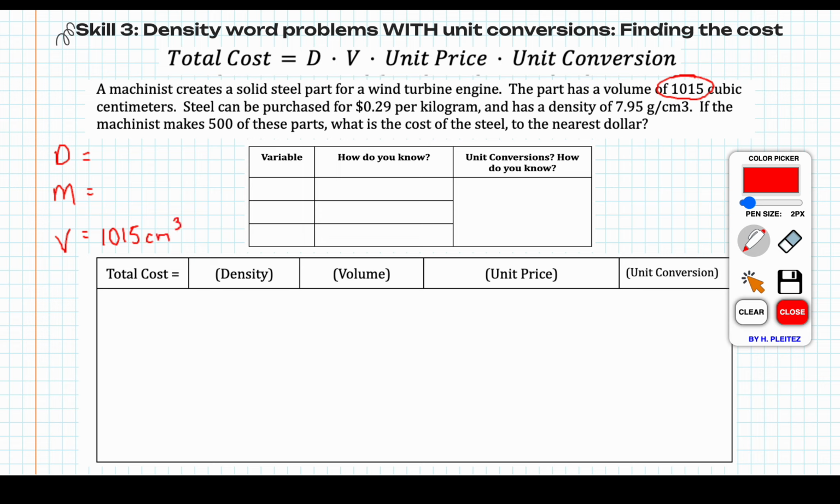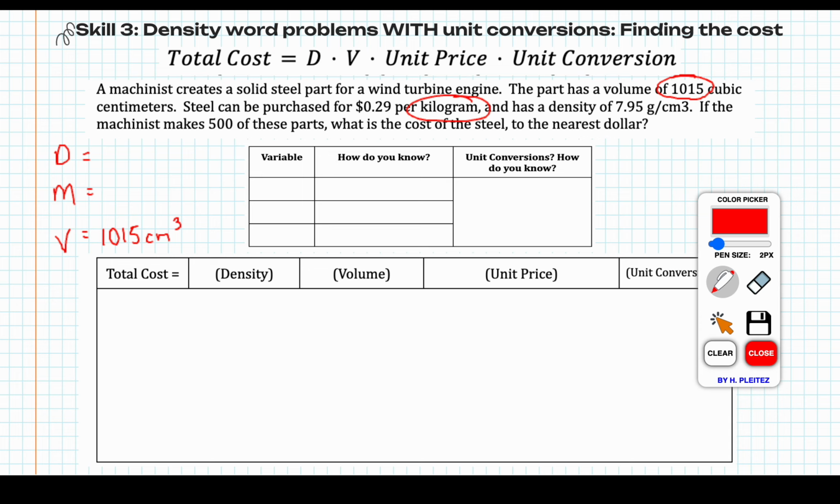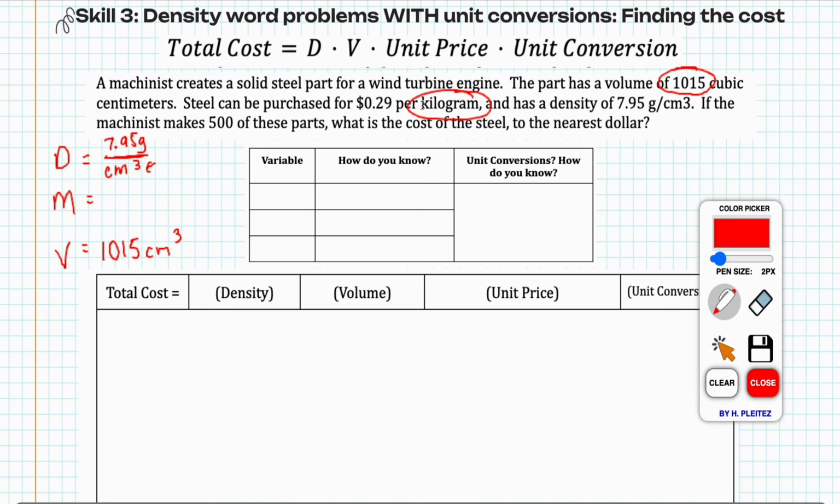Steel can be purchased for 29 cents per kilogram and has a density of 7.95 grams per centimeter cubed. Now again, we know that this bottom unit is for our volume. So our volume is in centimeters cubed and the density is in centimeters cubed. So far we're good. However, the cost is given to us per kilogram, but the mass unit in our density is in grams.